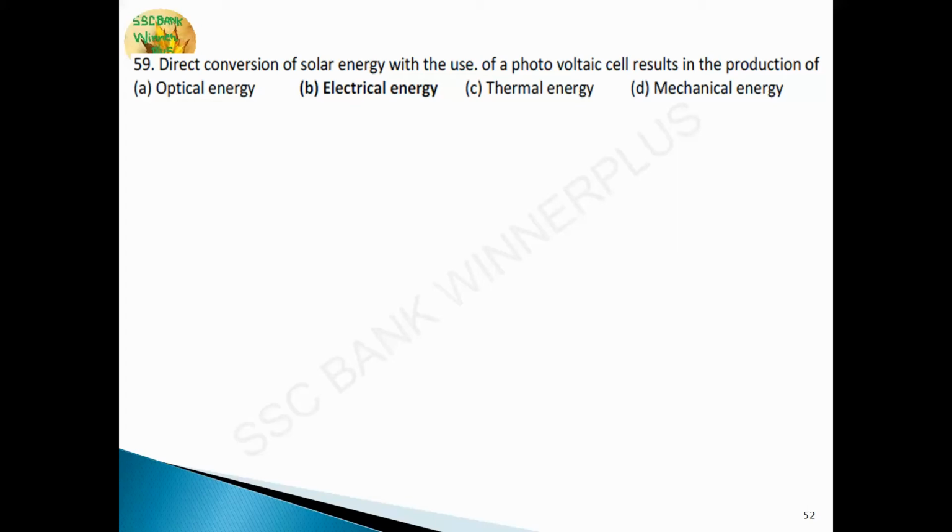The head mirror used by an ENT doctor is concave. There are two types, concave and convex mirrors. The direct conversion of solar energy with the use of a photovoltaic cell results in the production of electrical energy. In a solar cell, we use the photovoltaic effect. When light is incident on a metal, some electrons are emitted. So electrical energy is produced.